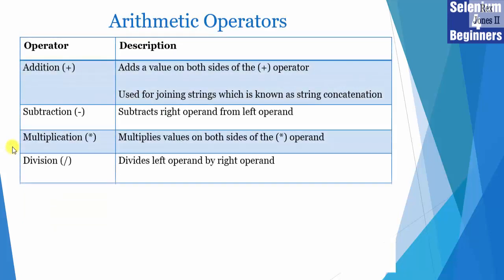Arithmetic operators: addition, subtraction, multiplication, and division. Addition is a plus symbol that adds a value on both sides of the operator. The same symbol is also used for joining strings. We saw this example when printing to the console. Let's go back to Eclipse.